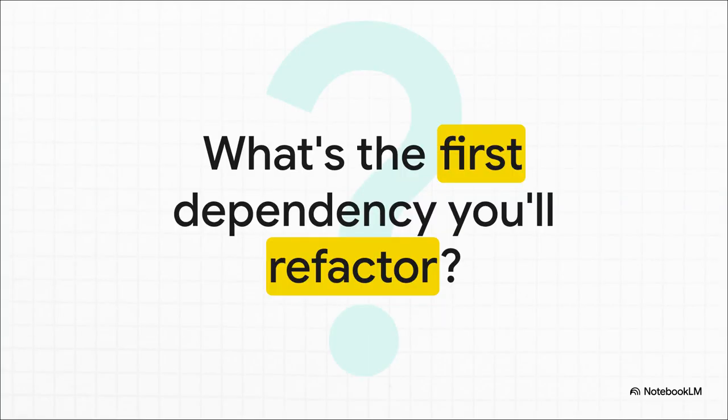The most important thing is just to start. Don't feel like you have to refactor your entire app in one go. That's a recipe for disaster. Just pick one small thing and see it through. That's how you build momentum and confidence. So I'll leave you with this question. What's the first dependency you're going to refactor?